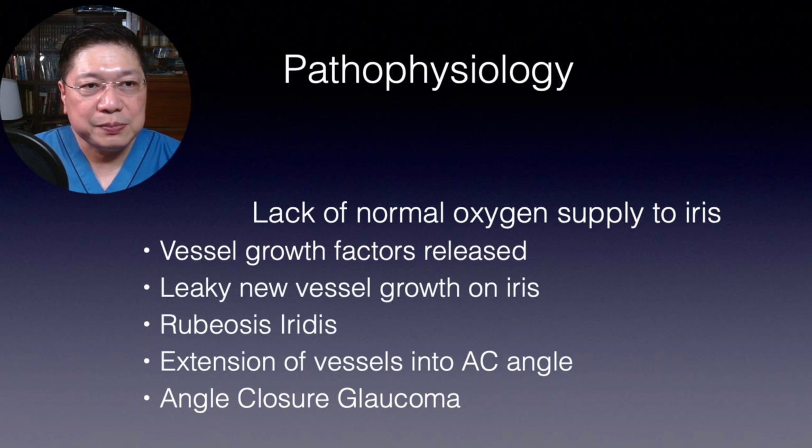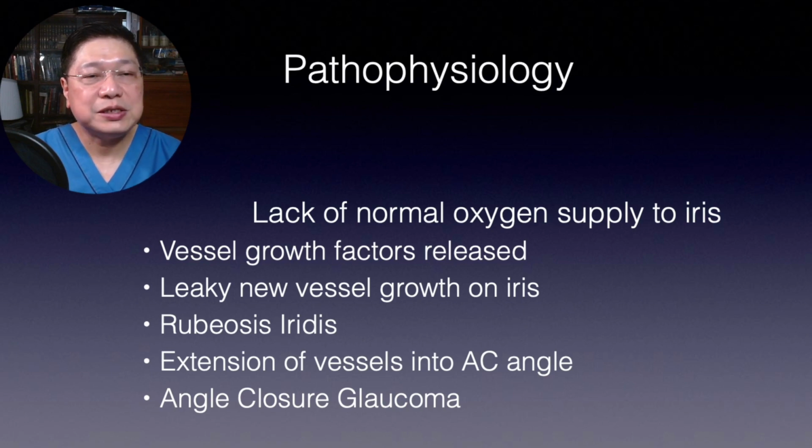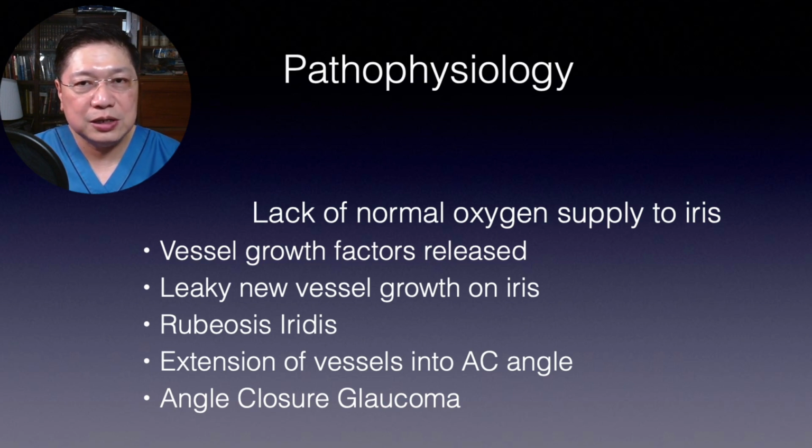Now, why does this happen? Usually it's because of a lack of normal oxygen supply to the iris. The lack of oxygen would cause vessel growth factors to be released, and you'd have new vessel growth on the iris. You'd see this as new vascularization. Since these are new growth, these are leaky vessels. These are abnormal vessels. They're defective, so they're leaking. And if you see a lot of these blood vessels on the iris, we call it rubeosis iridis.